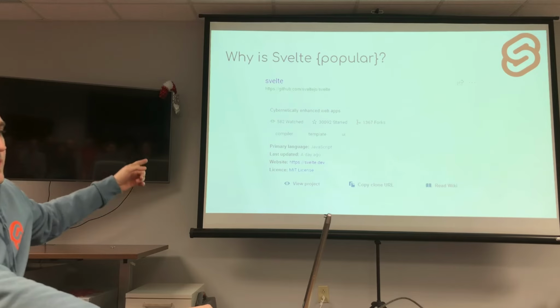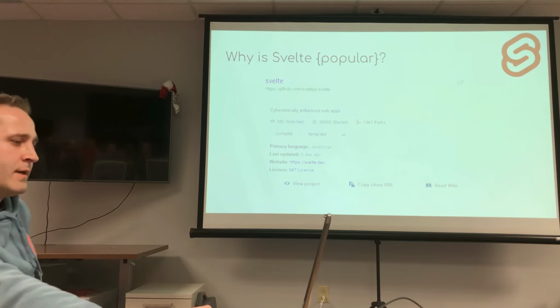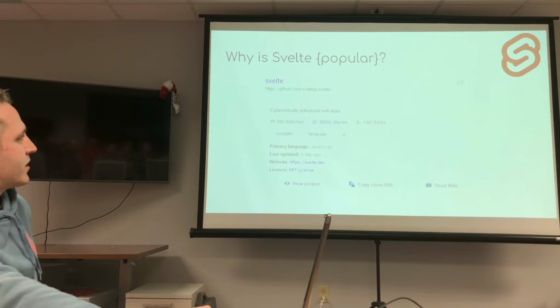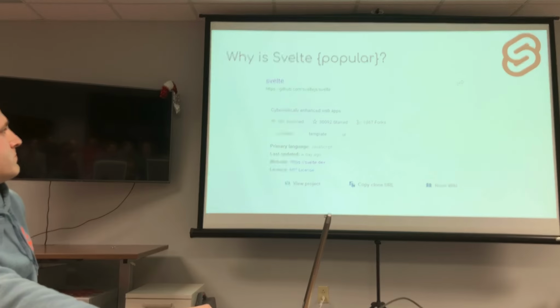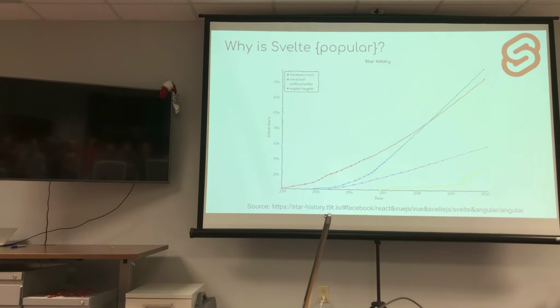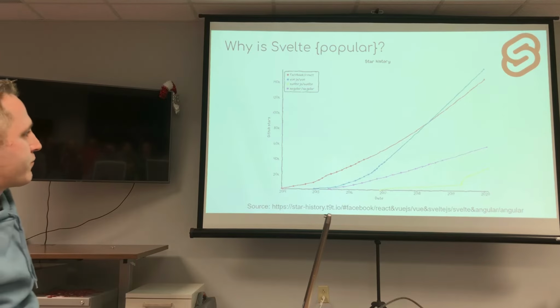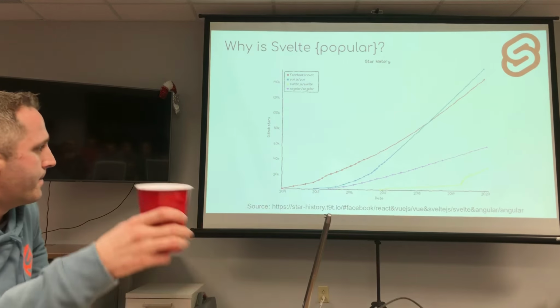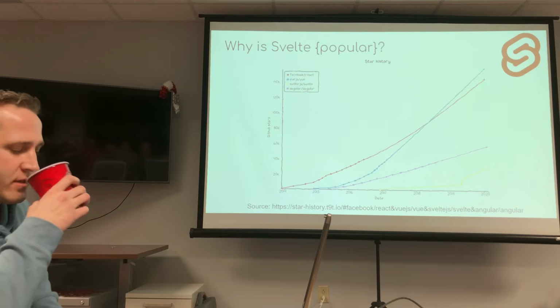I took this screenshot about 11 o'clock last night. It's just over 30,000 stars on GitHub. So that's something. In terms of stars, popularity, how does it compare to some of the other frameworks? And right around, I think, April of 2019 is when Svelte 3 came out. It's a little bit difficult to see, but you can see it's got quite an uptick early 2019.